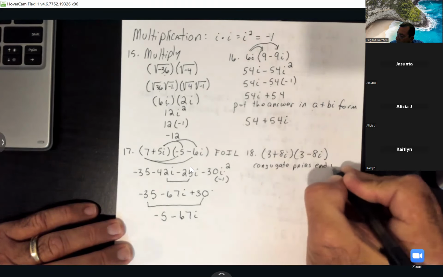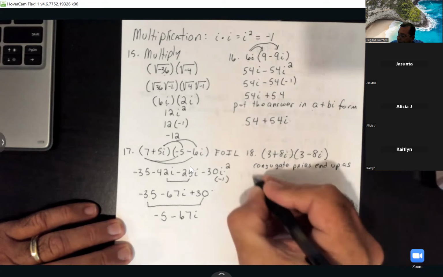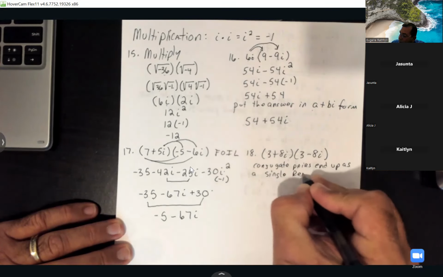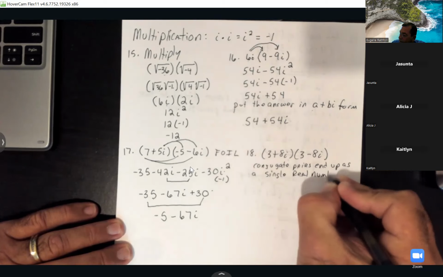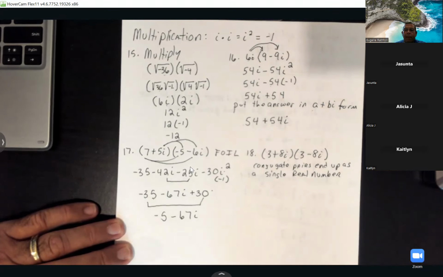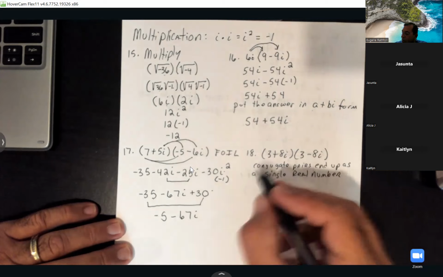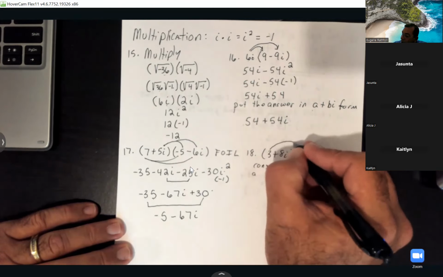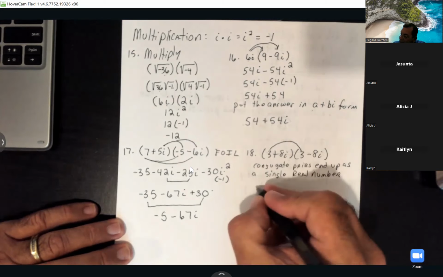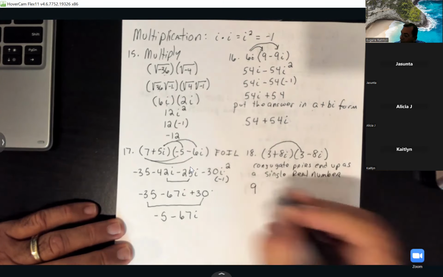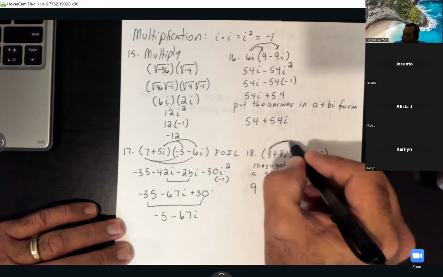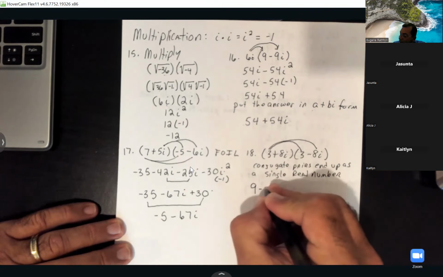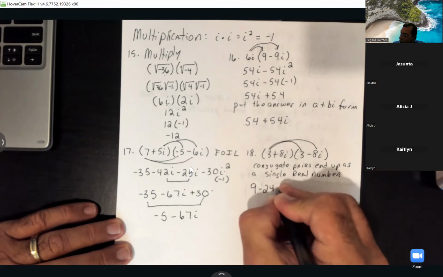end up as a single real number. Okay, so let's see this. I'm going to work this whole thing out by foiling it. So I got 3 times 3, which will give me 9. 3 times negative 8i gives me a negative 24i.